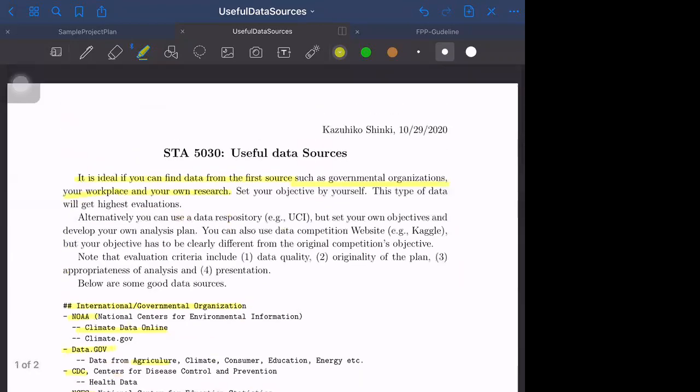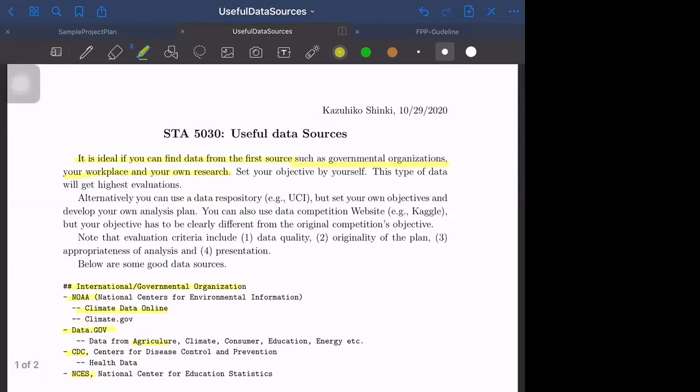Yeah, so these are just some concrete ideas on how to develop the final project plan.